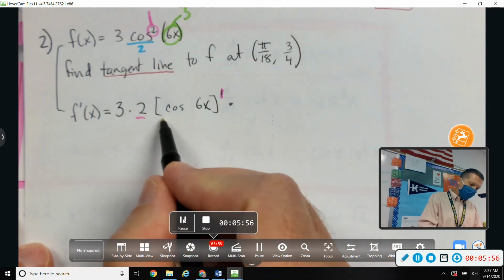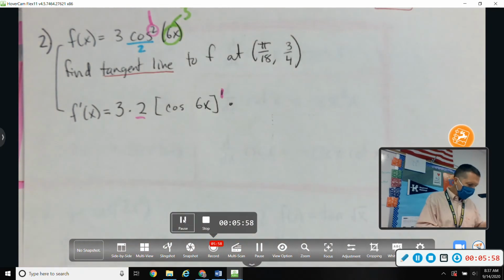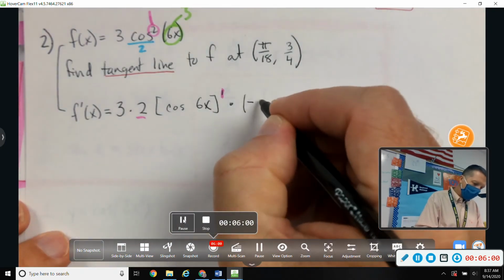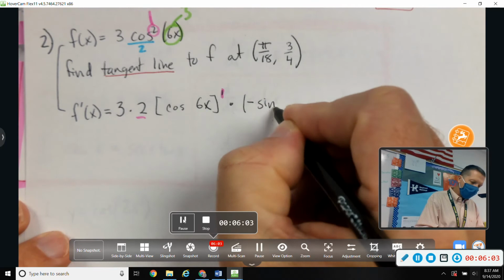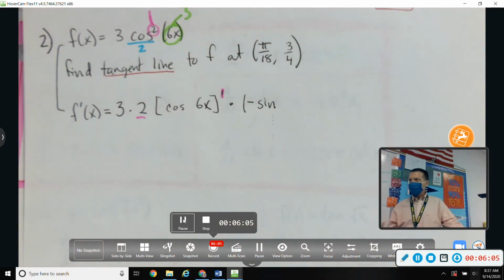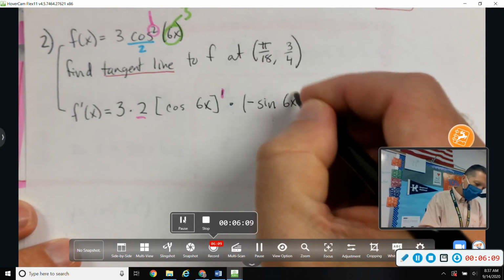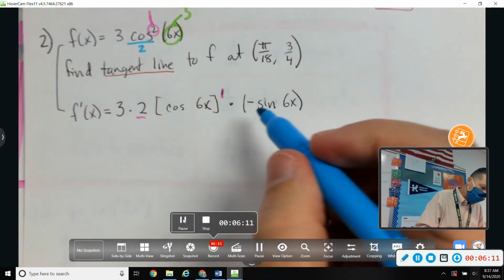The second layer is now, what's the derivative of cosine? Well, that's negative sine. Be careful so that it doesn't end up looking like subtracting sine. It's multiplied by negative sine. So negative sine of 6x. So that was thing 2.